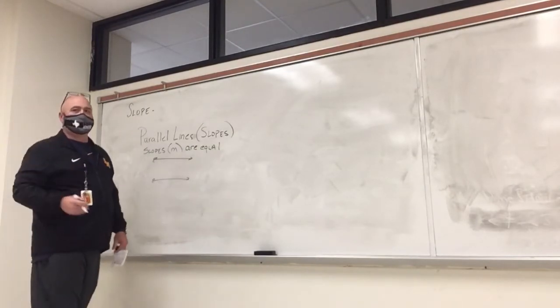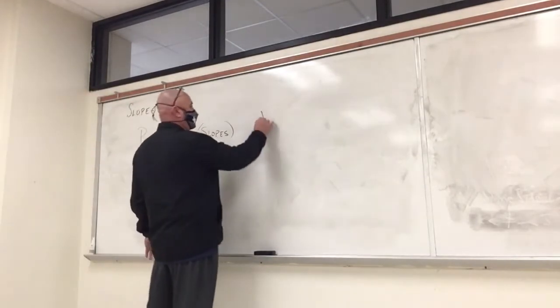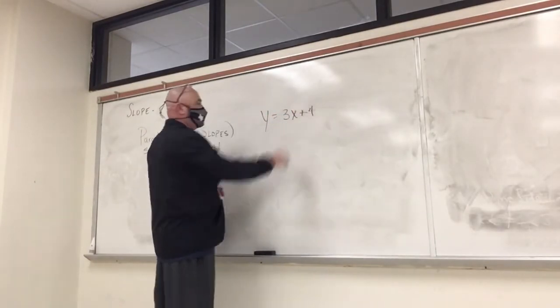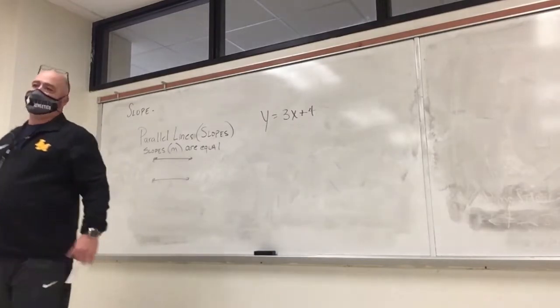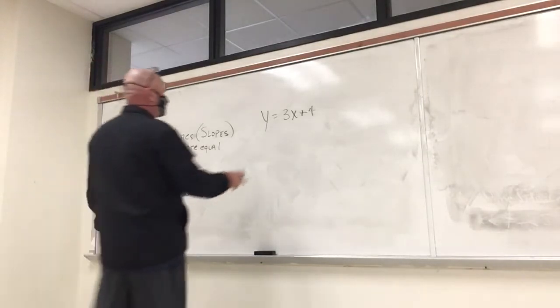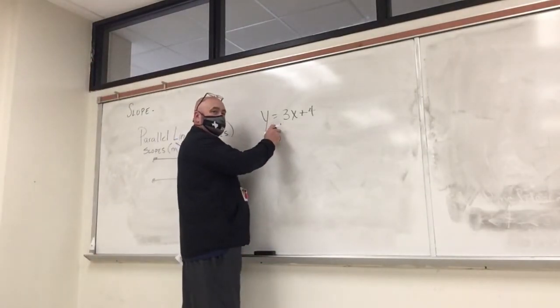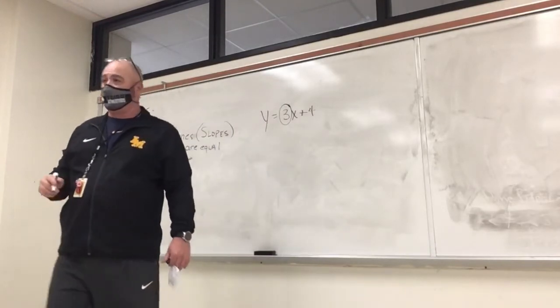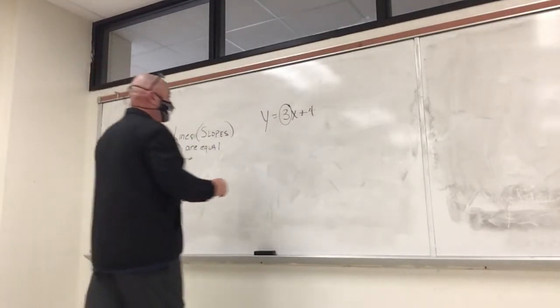So I'll give you a for instance today. Let's say we have the equation y equals 3x plus 4. And that is a line. Okay? It's not graphed. That's fine. It doesn't have to be graphed. I know right now, what's the slope of this line? 3. It's 3, right? It's whatever the number is with x. Okay? So my slope here is 3.